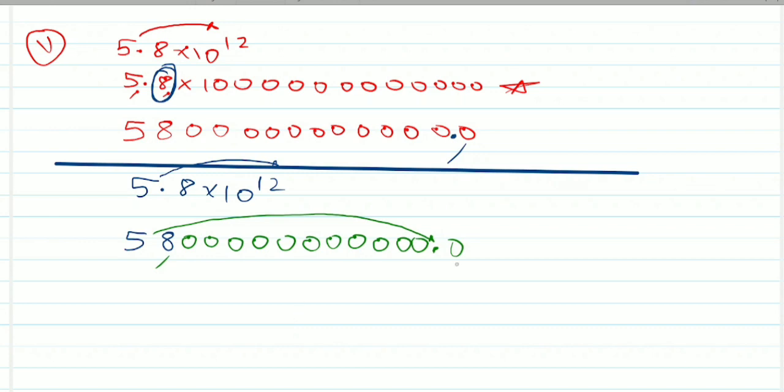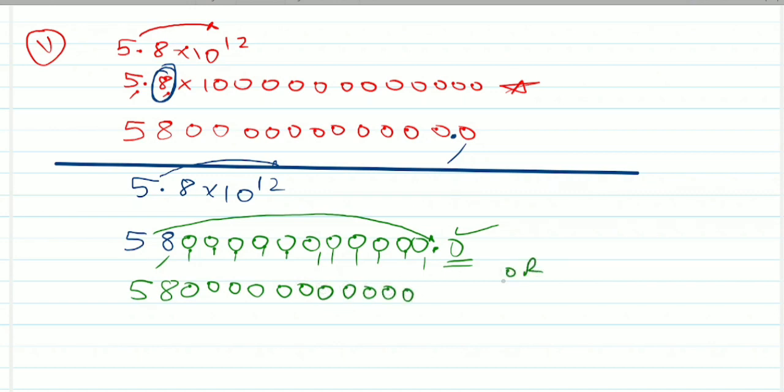As there is no meaning to this 0 after the decimal point, it's okay if you don't write this at all. So if you write 5, 8, 1, 2, 3, 4, 5, 6, 7, 8, 9, 10, 11 zeros, it's the same thing, no difference. Okay, so let's move on to the last question of the chapter.